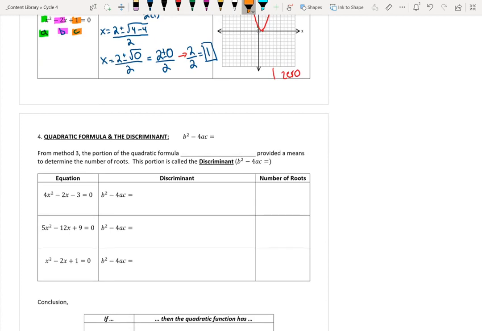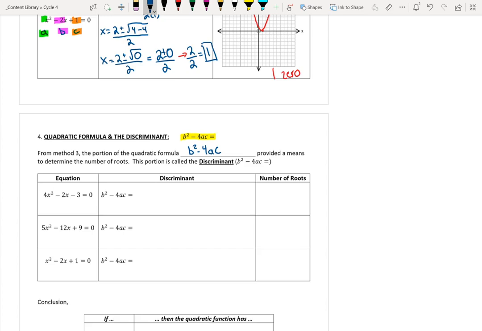So the discriminant is basically this part of the quadratic formula, the b squared minus 4ac. So basically, from method 3, or from what we just did with the quadratic formula, the portion of the quadratic formula, specifically the b squared minus 4ac, provided a means to determine the number of roots. And this portion is called the discriminant. So basically this portion tells us the number of roots. It doesn't tell us what they are, but it's going to tell us how many roots there are.